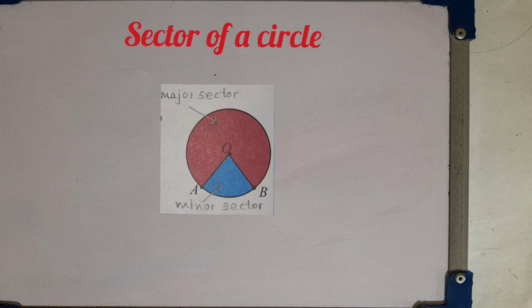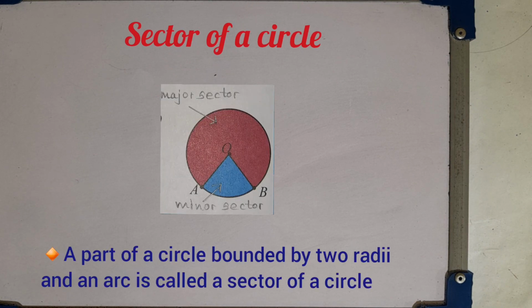Now the next term is sectors of a circle. A part of a circle bounded by two radii and an arc is called a sector of a circle. In the diagram given here, I have marked the major sector and the minor sector. The smaller section of the circle is named the minor sector and the larger part is the major sector.